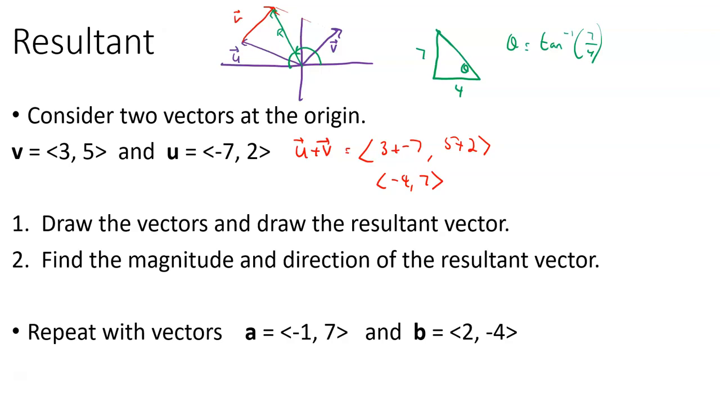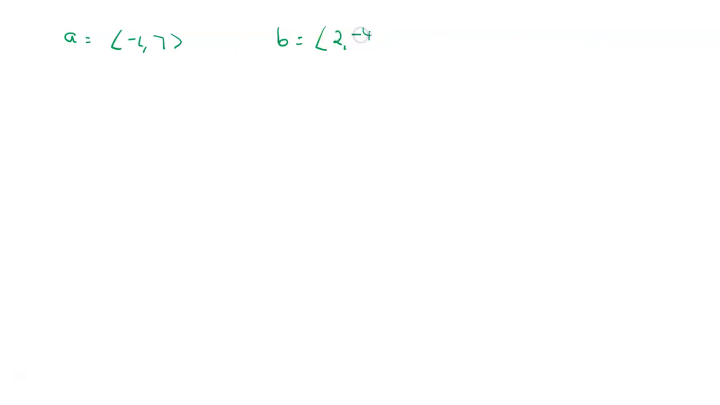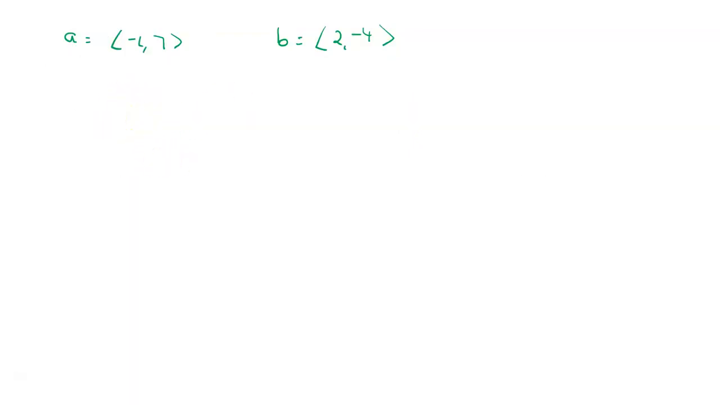All right, let's try the other example that I had put down the bottom, where a was negative 1, 7, and b was 2, negative 4. All right, let's take a look at what these vectors look like. So negative 1, 7 is 1 to the left and 7 up. So there's vector A. Vector B is 2 to the right and 4 down. That's a very wide angle on that vector.